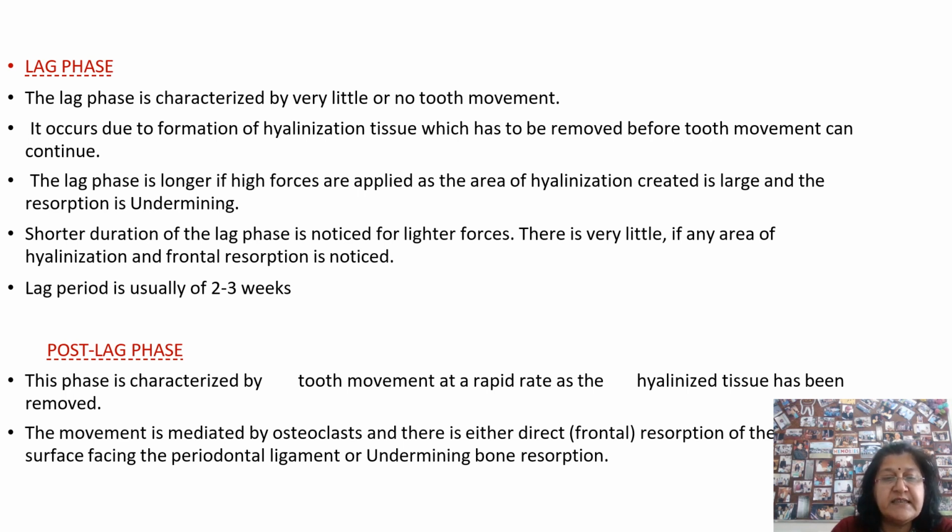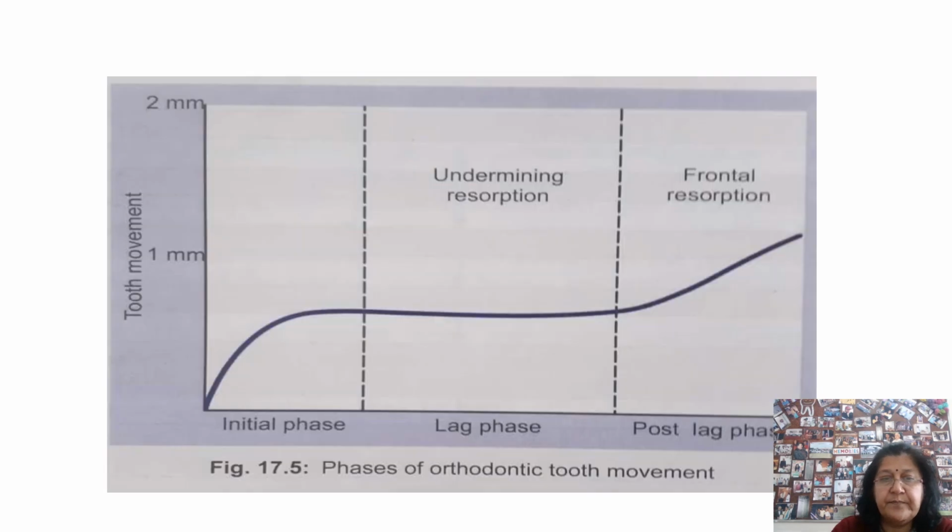Post-lag phase. This phase is characterized by tooth movement at a rapid rate as the hyalinized tissue has been removed. The movement is mediated by osteoclasts and there is either direct frontal resorption of the surface facing the periodontal ligament or undermining bone resorption. So here you can see 0.4 to 0.9 mm of tooth movement occurs in the initial stage. Then there is no tooth movement in the lag phase, and then tooth movement occurs rapidly in the post-lag phase.